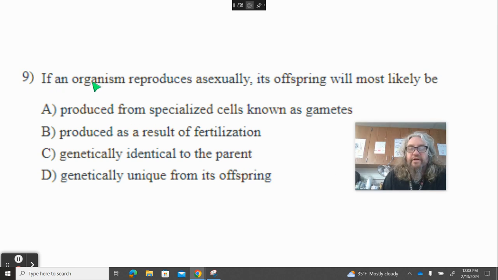Number nine, if an organism reproduces asexually, its offspring will most likely be A, produced from specialized cells known as gametes, B, produced as a result of fertilization, C, genetically identical to the parent, D, genetically unique from its offspring.